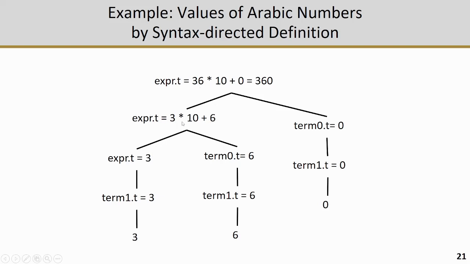And if we apply this rule again, and here we have a 0 at the right hand side, then the value is 36 multiplied by 10 plus 0, which is 360, which is the value of the three digits following each other as 3, 6, and 0. So in this way, similarly, the value of an arithmetic expression can be calculated as well.